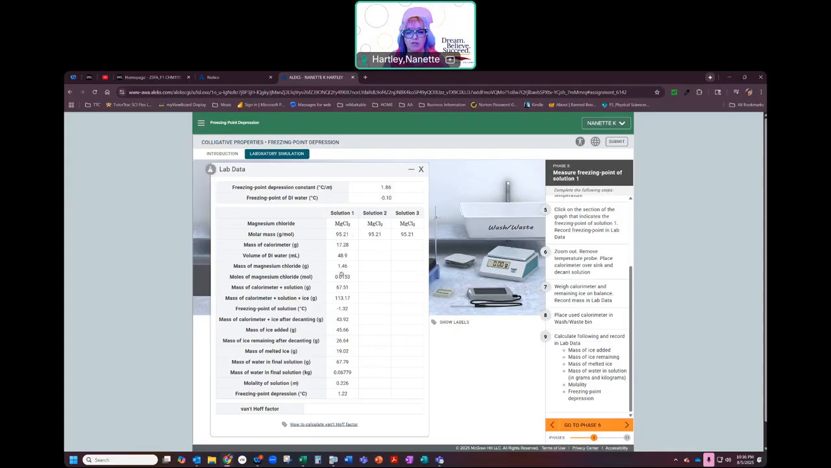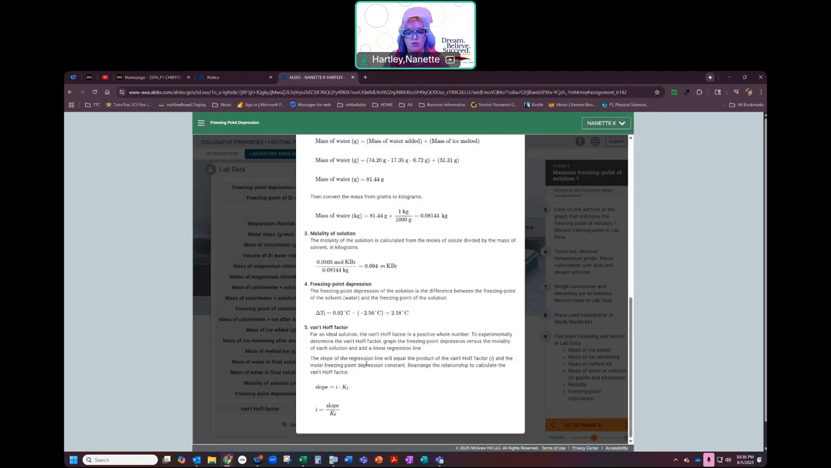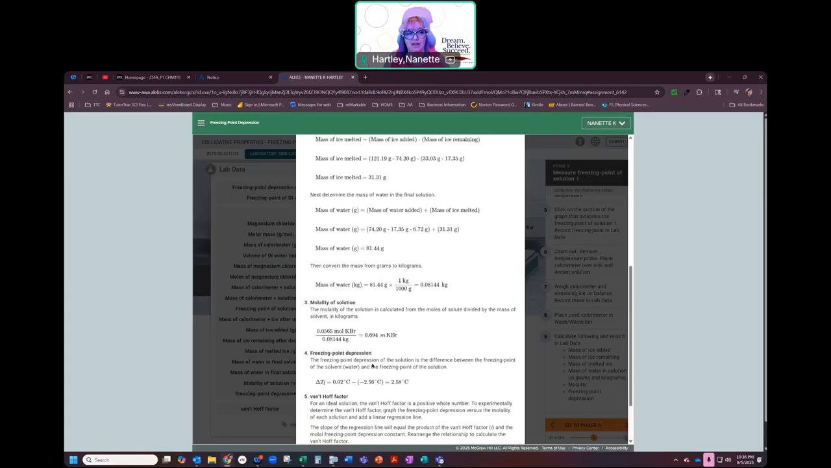Now you'll go through the data collection for each of these 3 runs, and then you'll be asked to do some plotting of data to get your Van't Hoff factor. And when they talk about that, they'll walk you through how to do that Van't Hoff factor here. So once you've plotted your data, they will walk you through how to get that i by getting the slope of that line divided by the Kf. And you know what Kf is. So you'll be able to solve for that without too much of an issue. Remember to follow the data.